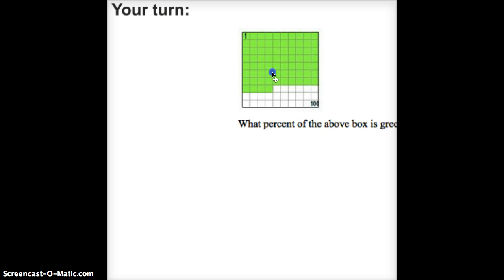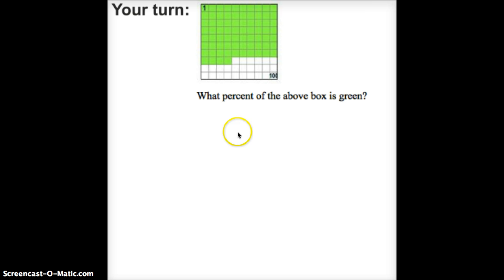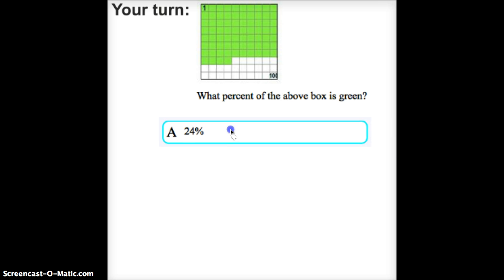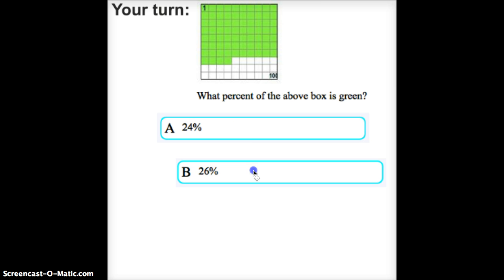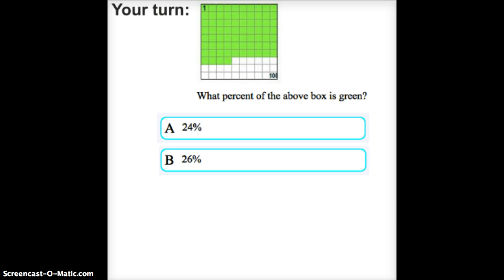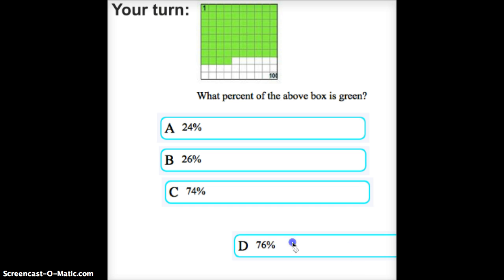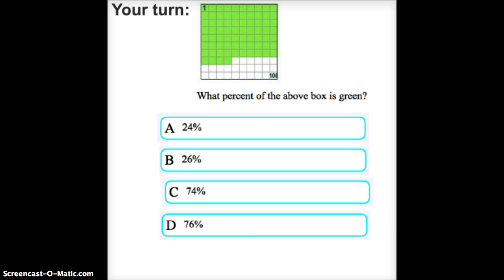Here is a grid, and it says what percent of the above box is green. Is it A, 24%? B, 26%? C, 74%? Or D, 76%? I want you to pause the video and figure it out, then start the video back and have this answered when you come to class, and we can talk about it. I will ask you for that when we first get into class, probably right after we do the warm-up.